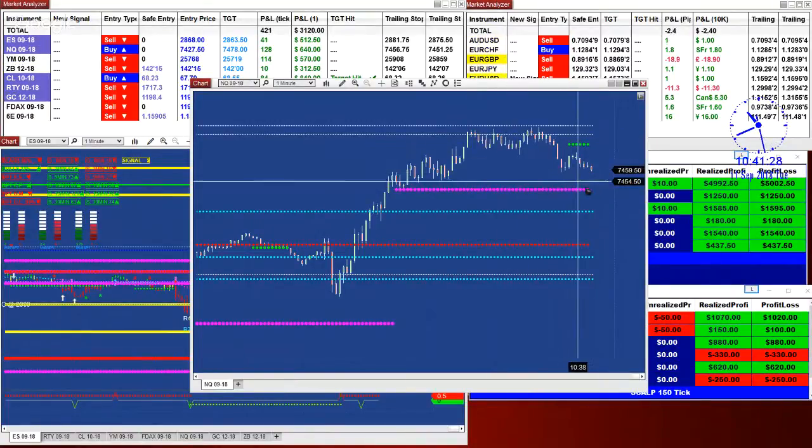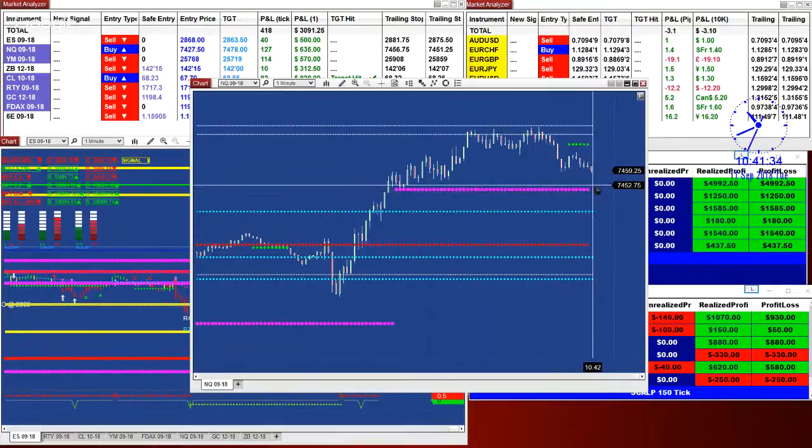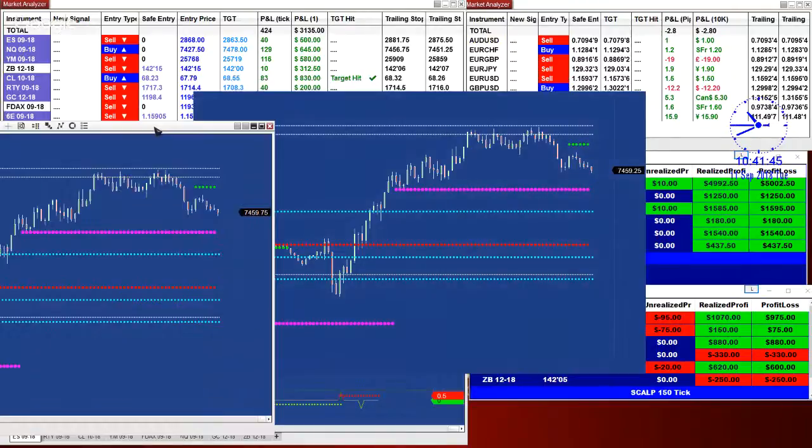So I'm keeping my eye on an entry for the Nasdaq with a limit order on a buy at 452. Please follow me on a sim with it.